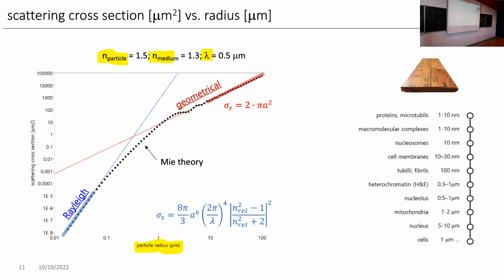This is a graphical representation of these theories. This is the particle radius on the horizontal axis and the scattering cross section on the vertical axis. Rayleigh theory is valid for the smaller particles here. Geometrical scattering is valid for the larger particles here, and Mie theory does anything in between. So you can see that it nicely overlaps with Rayleigh in the small particle regime.